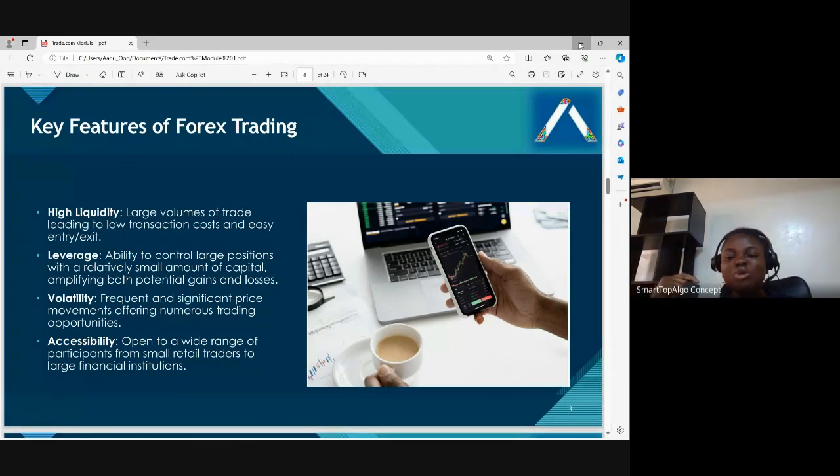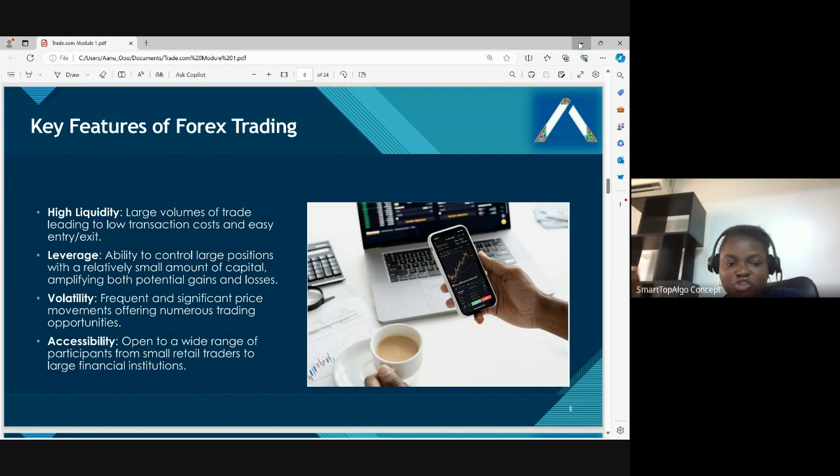So it means that when you have access to leverage, it doesn't mean that you should always use it every time. Because when you use too much leverage, if you make money, yes, you're going to make much more. But if you lose too, you're going to lose much more. So when you are using leverage, you need to use it with caution. With caution, that's the truth.